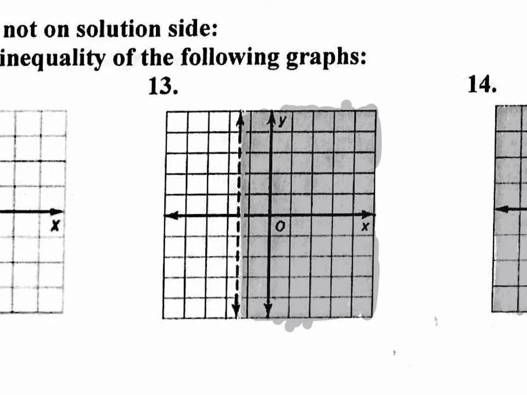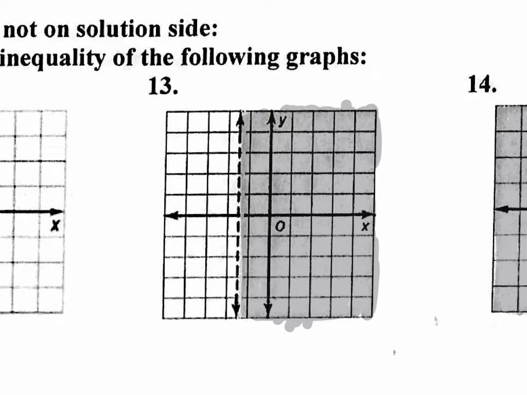Number 13. This one's so easy, people get confused also. Whenever you have a vertical line or a horizontal line, it's a special case, right? It's so easy, you just need to know it. When you have a vertical line, you're going to have x equals a number, and if it's a horizontal line, it's going to be y equals a number, right? So right here, what's our equation going to be?